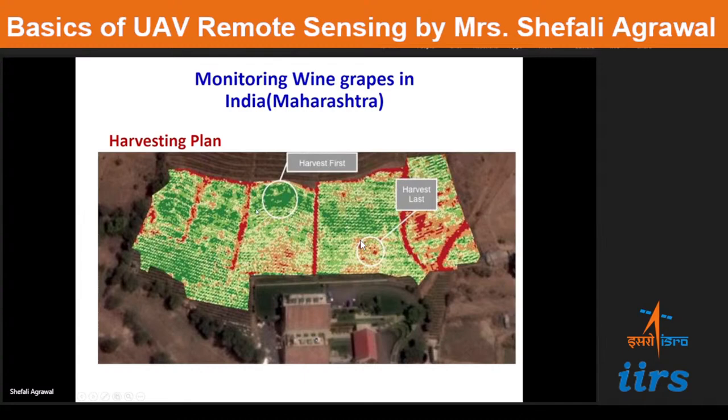Another example is in Maharashtra, where monitoring of wine grapes in India is also done with drones. So he can know where the harvest would be first. Depending on the growth stages, with continuous monitoring, he can know where to harvest first and which are the crops or the areas where he needs to do it at a later stage.